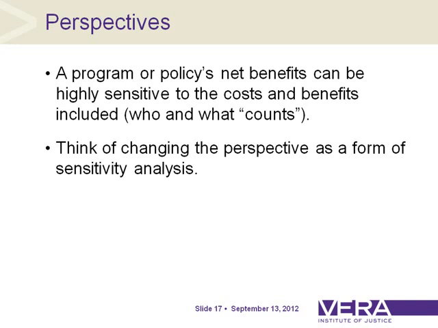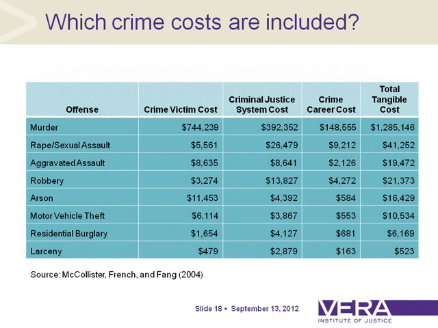So here's what I'm talking about. This is a chart reproduced from a paper by McAllister, French, and Fang back in 2004. It shows the estimated tangible cost per offense for several types of felonies and across 3 different perspectives: that of crime victims, the criminal justice system, that is police, courts, corrections, and that of the offenders themselves. For victims, we're talking about medical expenses, lost wages, property loss or property damage. With regard to offenders, the way they calculated it in this study was foregone income, assuming minimum wage rate while they're incarcerated.